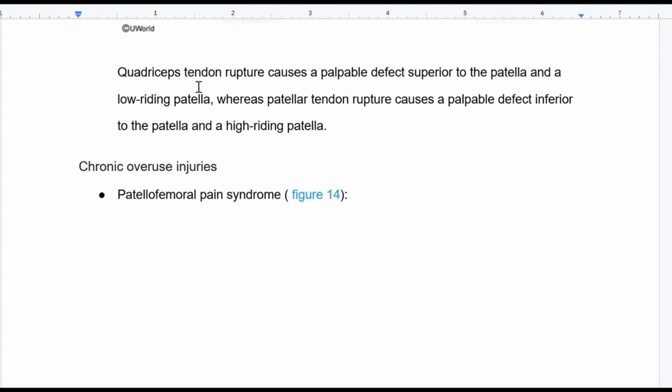Quadriceps tendon rupture causes a palpable defect superior to the patella and a low-riding patella, whereas patellar tendon rupture causes a palpable defect inferior to the patella and a high-riding patella.